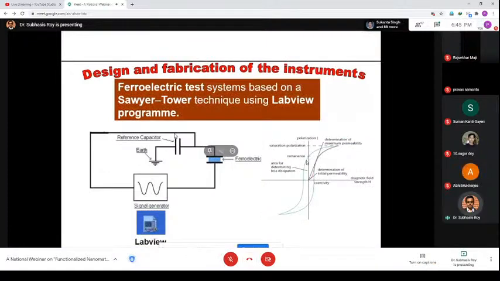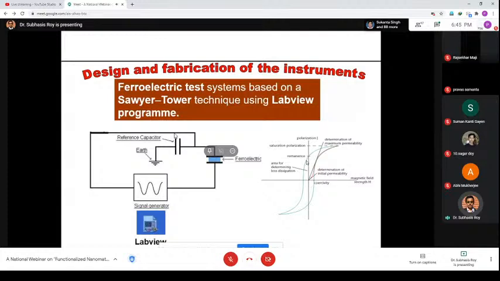So how is it done? You see this Sawyer-Tower circuit, where the reference capacitor and the ferroelectric material are there. If you follow this circuit, one is a DAQ card, which is interfacing with the computer, and here is the thin film. The thin film is showing the output result, and this is the Sawyer-Tower circuit which we fabricate inside this system. If you follow this total with the capacitor, finally we interface with LabVIEW, and we check the data.